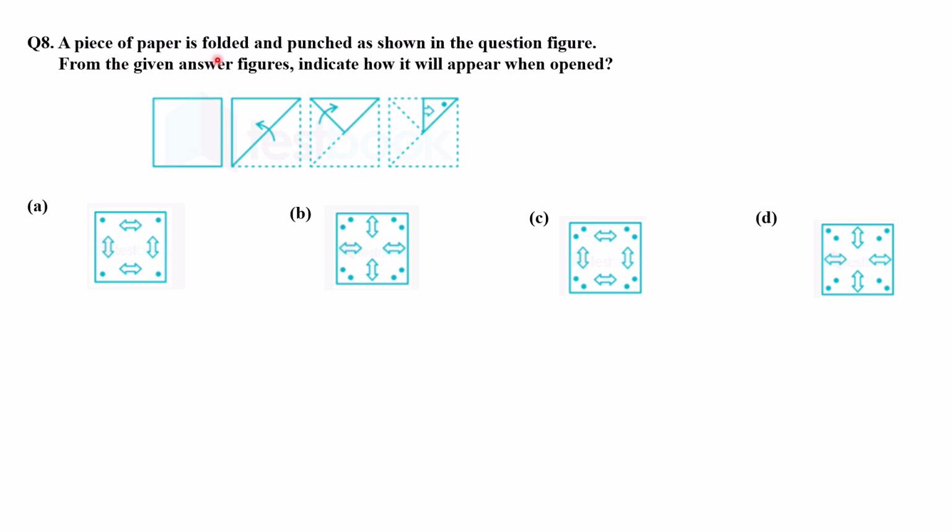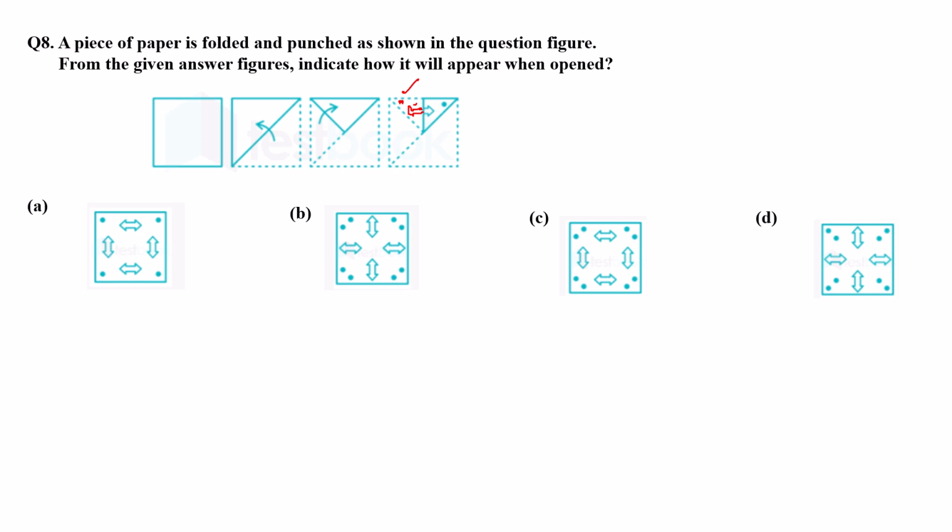Question number 8. A piece of paper is folded and punched as shown in the question figure. From the given answer figures, indicate how it will appear when opened. Okay, so we will start from the last opening. This is the last figure. Now if you open this side, what will happen? This arrow will become something like this, and this dot will also come here.